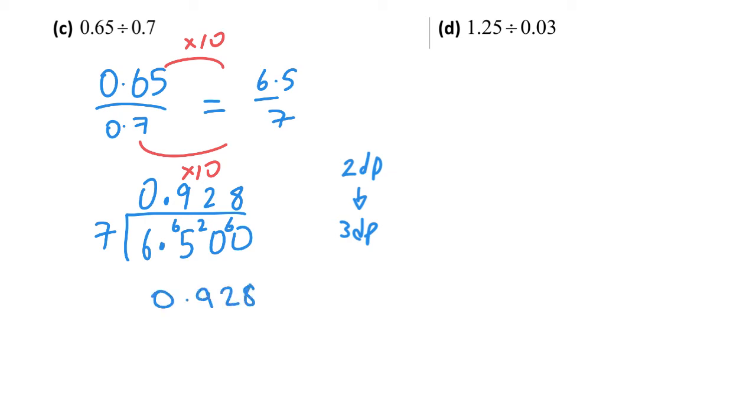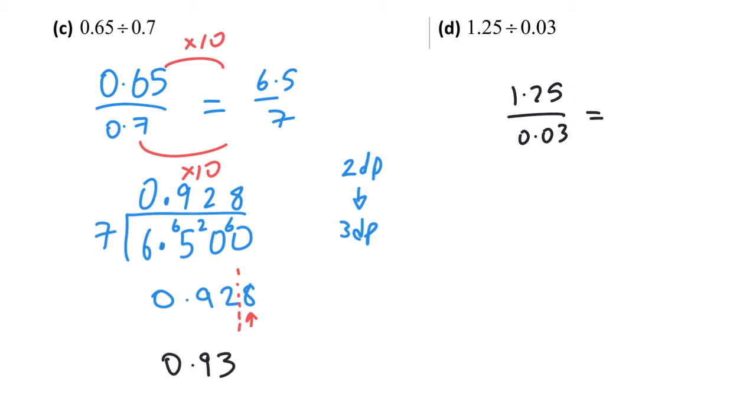But we're only going to 2, so I'm going to put the dashed line after the second decimal place. The 8 is bigger than 5, so that means we're going to round up. So the answer then is going to be 0.93. And finally, example D, we've got 1.25 over 0.03.